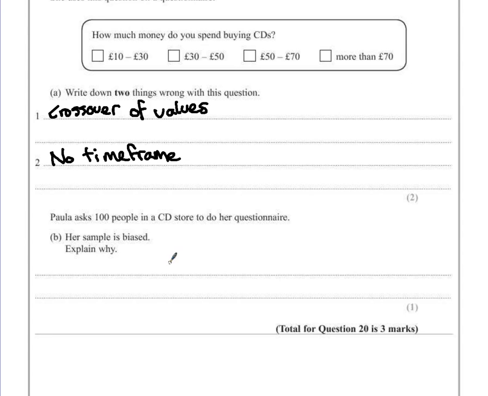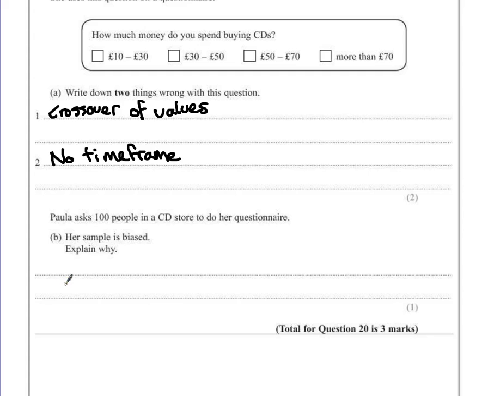Paula asks 100 people in a CD store to do her questionnaire. Her sample is biased. Why? Well, she's asked 100 people. 100 people seems realistic. But what biases this question specifically is the fact she's only asking people in a CD store. So of course people are going to buy CDs.